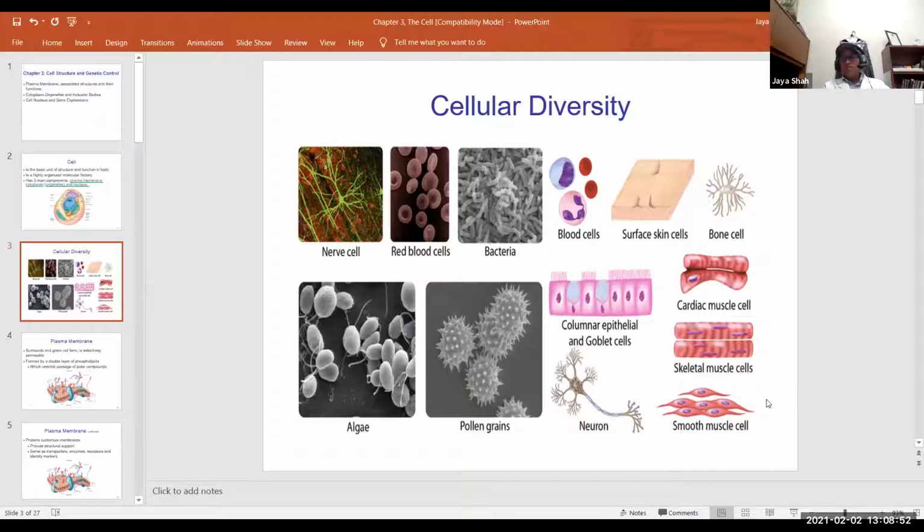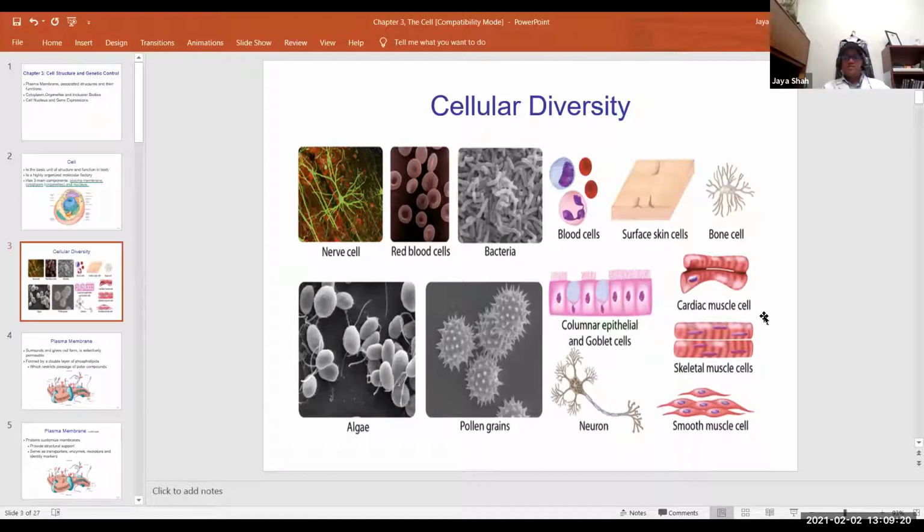All the cells in the body are nucleated except mature red blood cells. All the cells have one nucleus except skeletal muscle cells, which are multinucleated, or sometimes cardiac muscle cells may have more than one nucleus. Okay? So this is the different shapes of the cells.